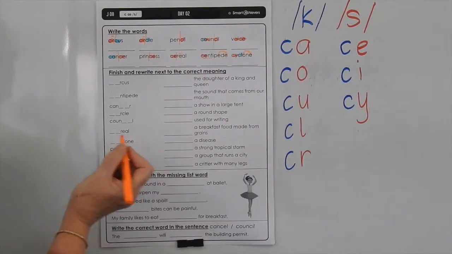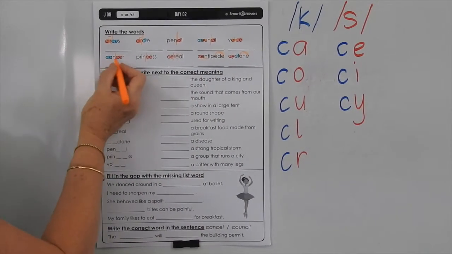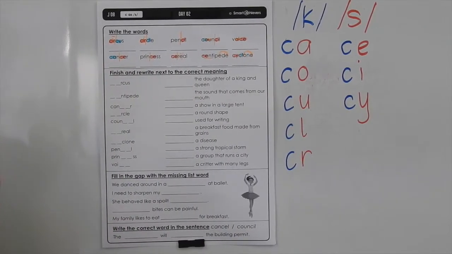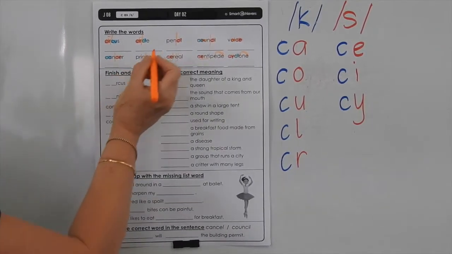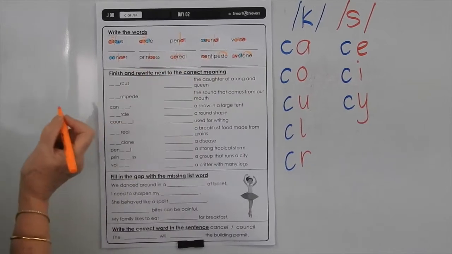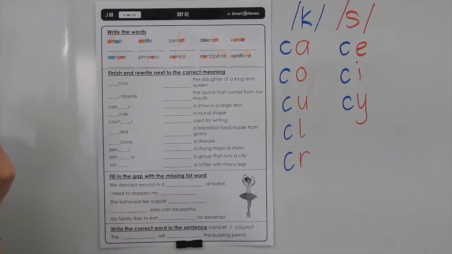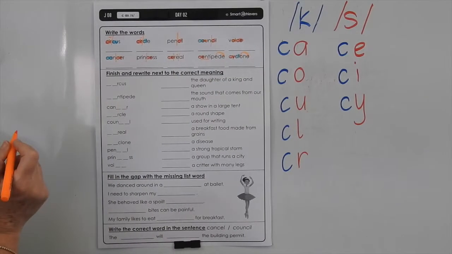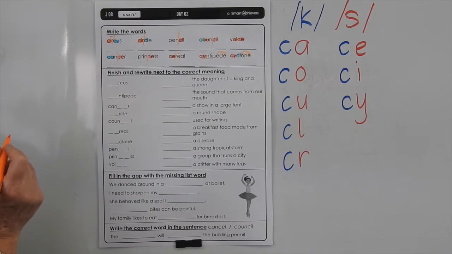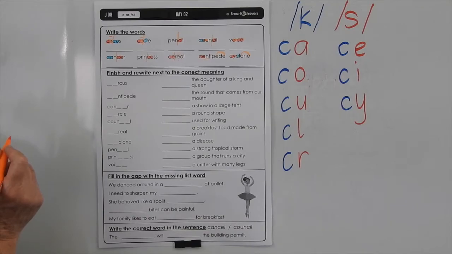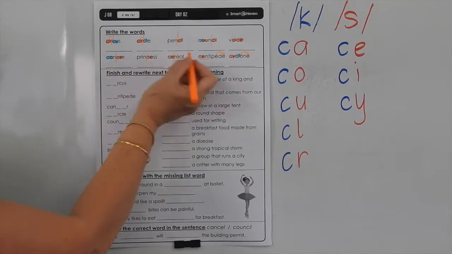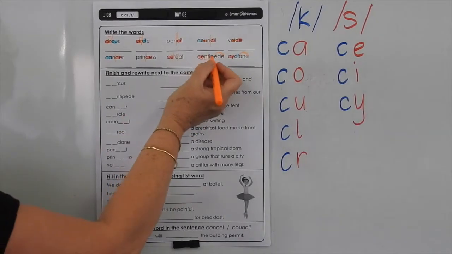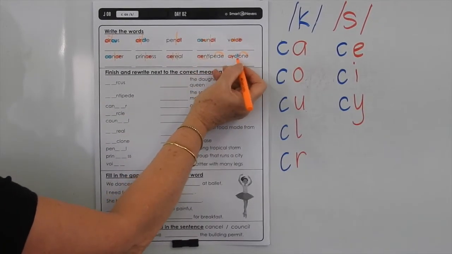Our voice is the sound that comes from our mouth. Cancer is a disease. Princess is often the daughter of a king and queen. Cereal is a food you may eat for breakfast. It's made from grains. And a centipede is a little insect that has close to 100 legs. It can have a lot more or a lot less than 100 legs, but centi means 100, so it's sort of approximately 100 legs. Pede means feet.